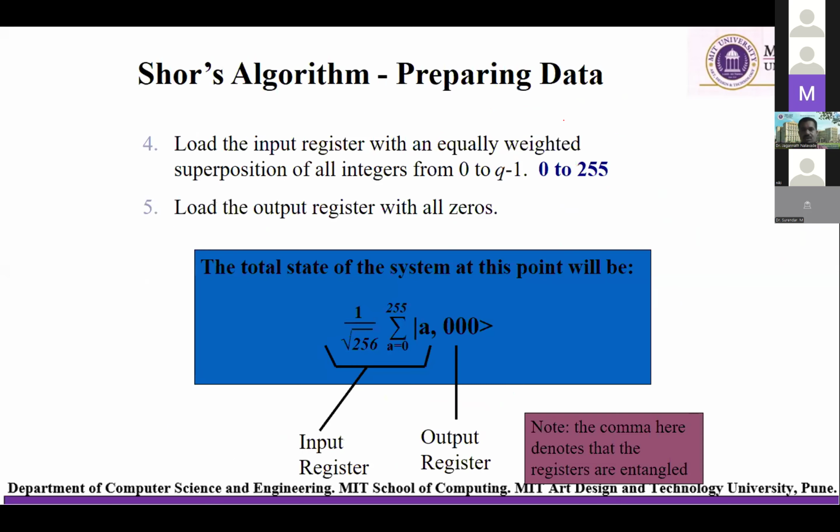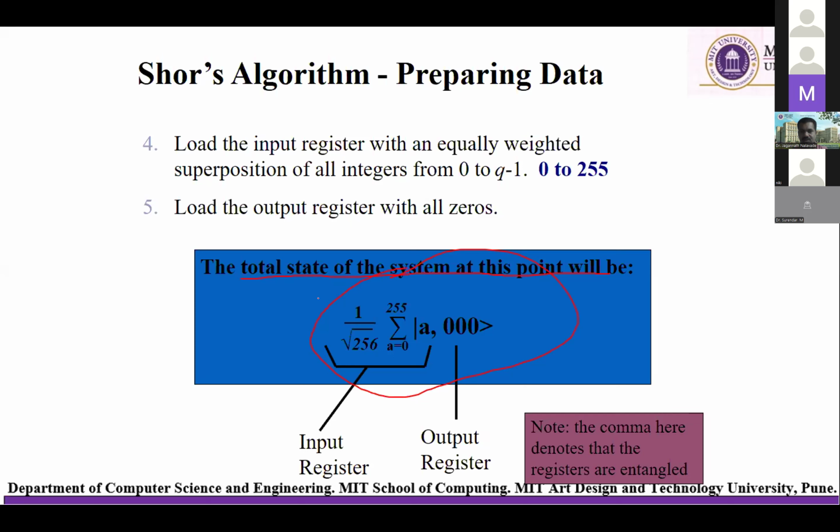Load the input register with the equally weighted superposition of all integers from 0 to q minus 1. Here q is 256, so 0 to 255. Then load the output register with all zeros. The total state of the system at this point will be 1 by square root of 256, the sum over a from 0 to q minus 1 of a, comma, output register.